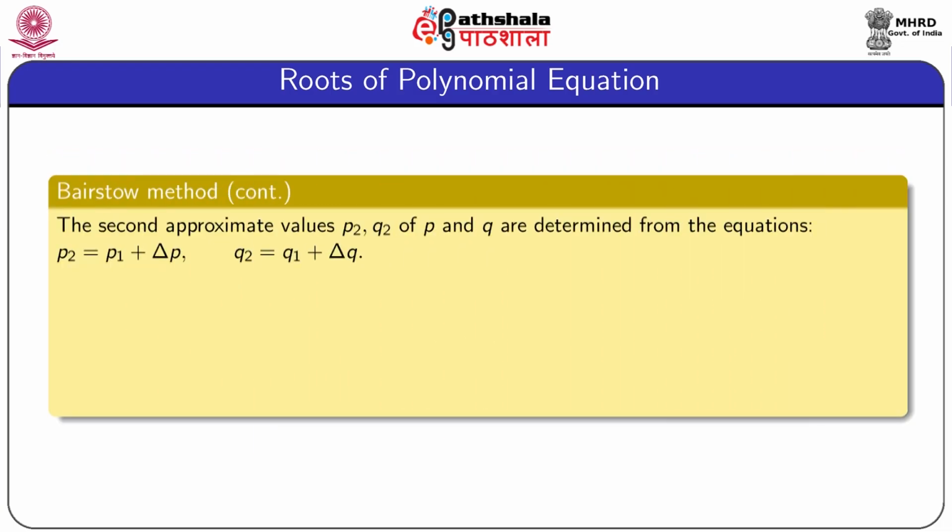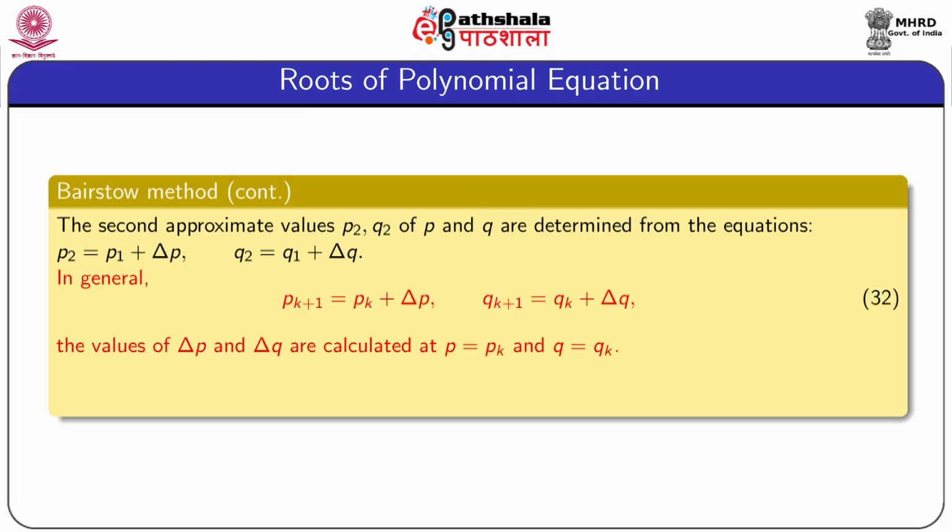The second approximate values of P2 and Q2 are determined from the following equations: P2 equal to P1 plus delta P, Q2 equal to Q1 plus delta Q. Note that P1 and Q1 are the first approximate values of P and Q, and delta P and delta Q are evaluated at this point, that means at the point P1 and Q1.